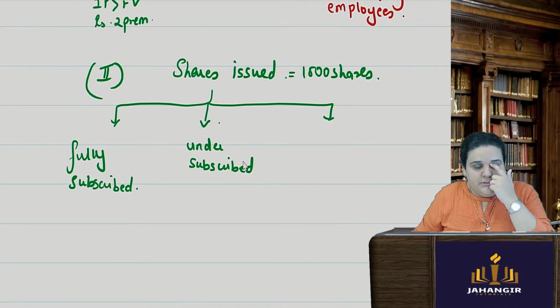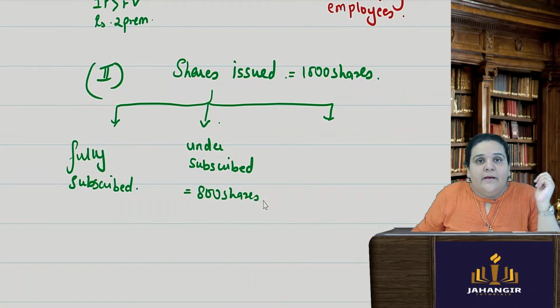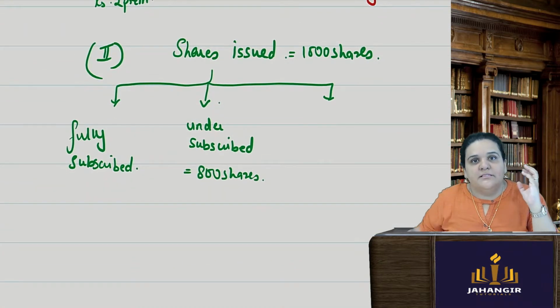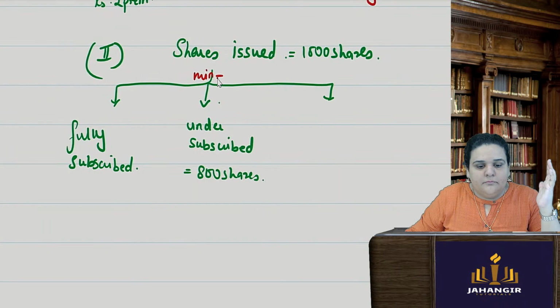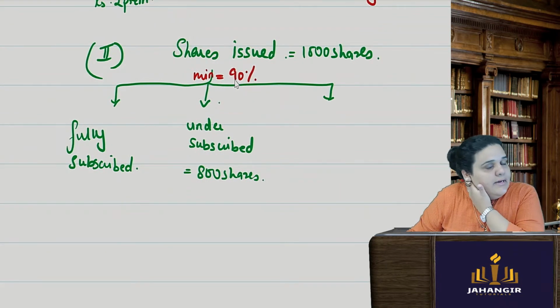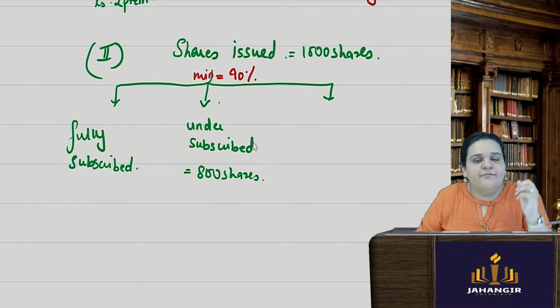The company had issued 1000 shares, but subscription was received only for 800 shares. As per the Companies Act, the minimum subscription we require is 90%. If 90% of the subscription is not received, we have to refund the entire application money. So here, if only 800 shares have been received, I will have to refund it. My entire issue will fail.